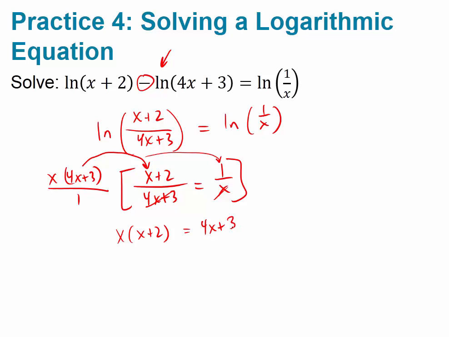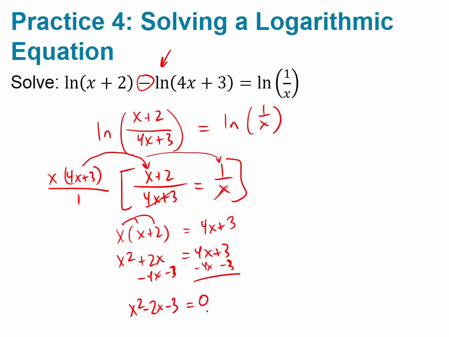All right, getting closer here. Distribute my x. I'll have x squared plus 2x equals 4x plus 3. It's a quadratic. I've got a squared, so let's get everything to the left side here. So I'll minus 4x, minus 3 from each side. Let's see, and then I'll have x squared minus 2x minus 3 is equal to 0.